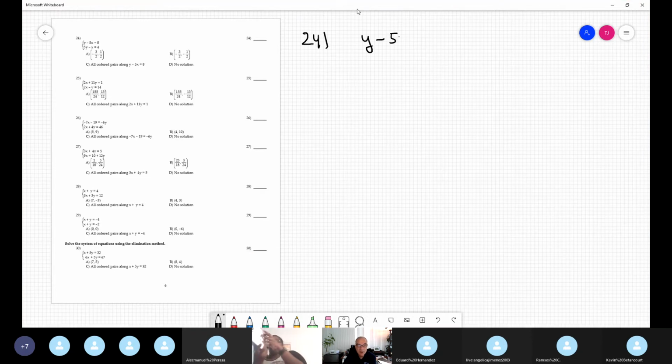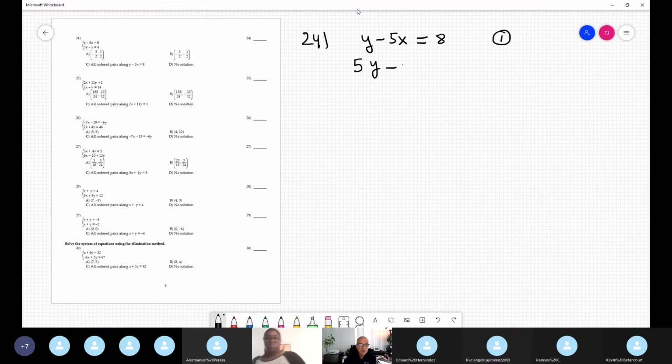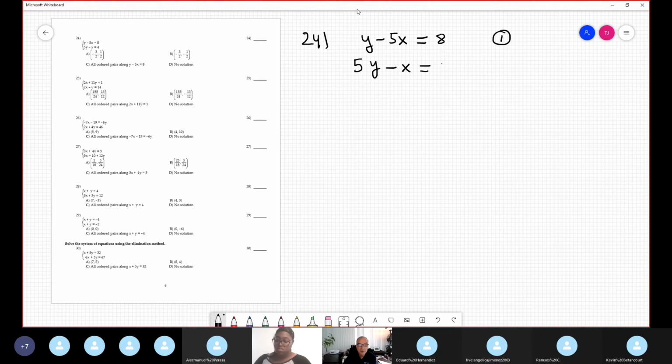y minus 5x equal 8. This is my first equation. 5y minus x equal 4. This is my second equation. Well, we have two possibilities. We can take the first equation and solve for y because the coefficient here is 1. I like that way. Or another possibility is I know that this is minus 1, so you solve for x. But okay, I need to make a decision.